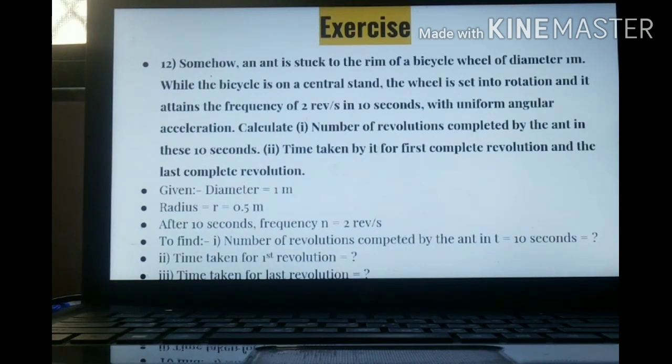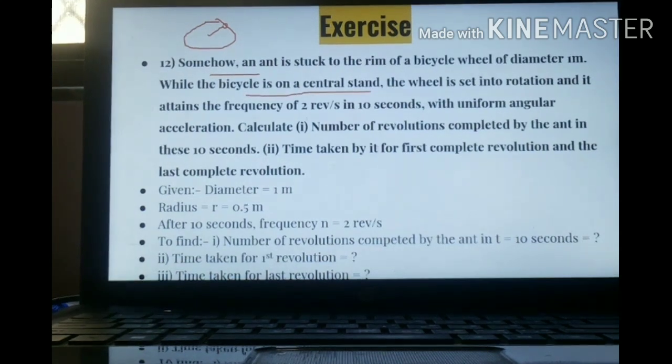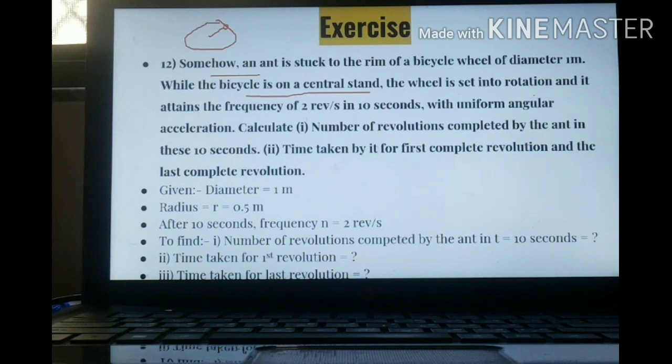This is a numerical. Somehow an ant is stuck to the rim of a bicycle wheel. Take for example, this is a cycle rim, and the ant is stuck over here, on the wheel of a bicycle of diameter 1 meter, while the bicycle is on its stand. The wheel is set into rotation. It attains a frequency of 2 revolutions per second. So we have written n is equal to 2 revolutions per second.